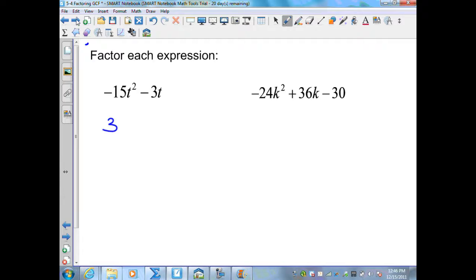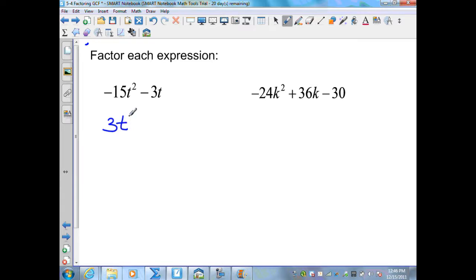On this one, I have a t squared and a t. When factoring out a common variable, I factor out the lowest exponent of all the terms. This is a t squared. This is t to the first. Therefore, I can factor out t to the first.